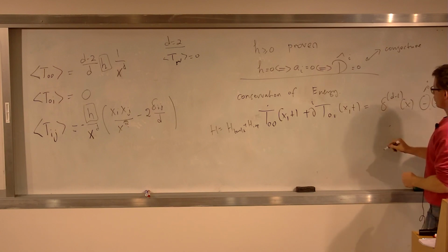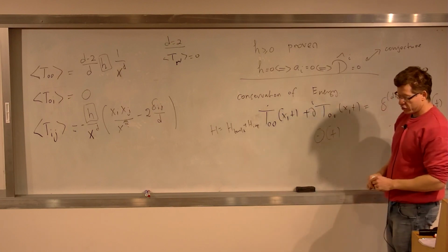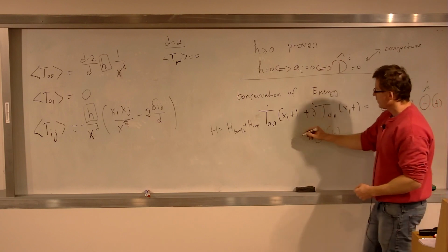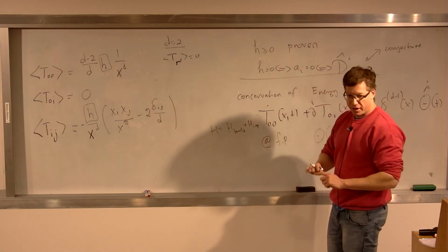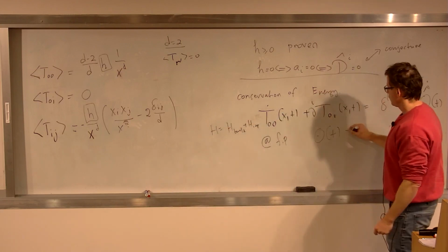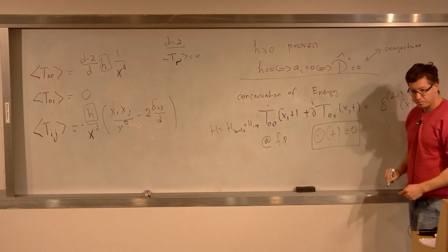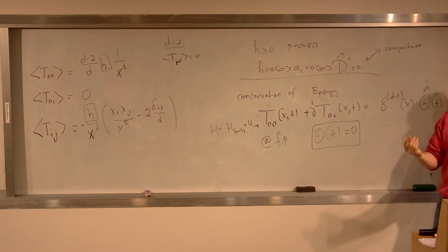What do we know about this theta of t, which is basically how much energy is stored on the defect? And the deep claim is that at the fixed point of any line operator in any number of dimensions, this vanishes. This is more difficult to prove. And it's kind of a deep statement. It says that conformal defects cannot store energy.